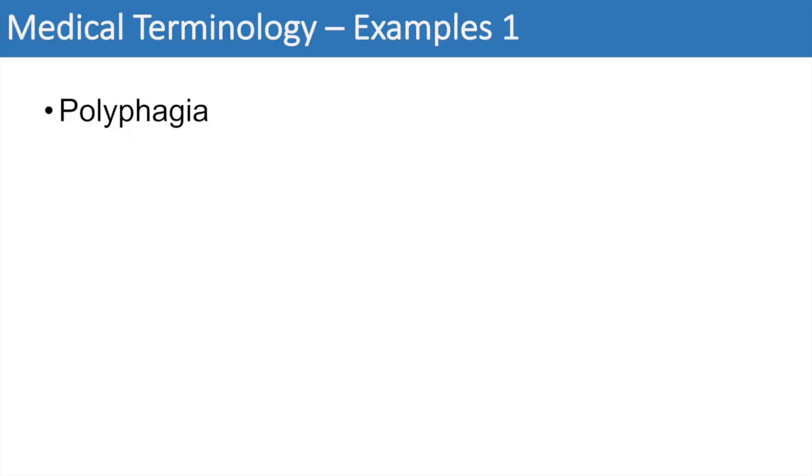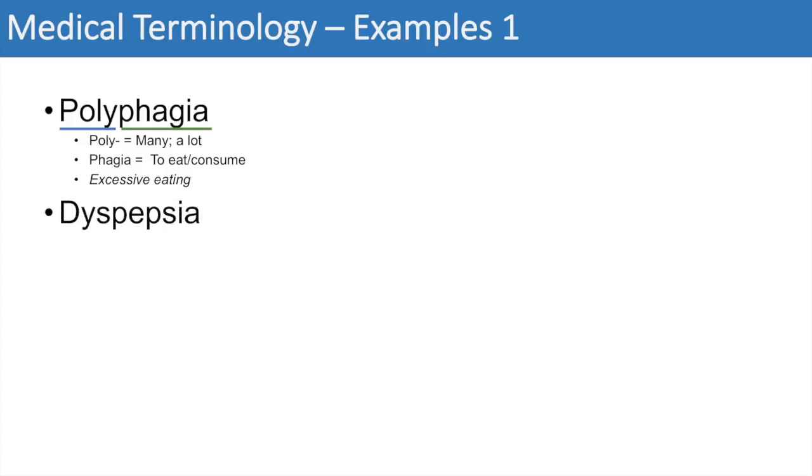So some examples, I've talked about this before. Polyphagia, we just break it down. Poly means many or a lot, and phagia just means to eat or consume. So really all this term means is excessive eating or a lot of eating. Another example is dyspepsia. Dys means problem or abnormal. Pepsia means digestion. So this term just simply means indigestion or disordered digestion. There's some problem with digestion.